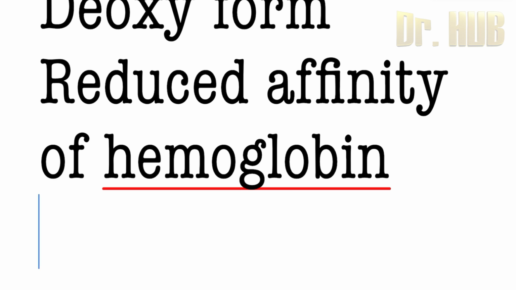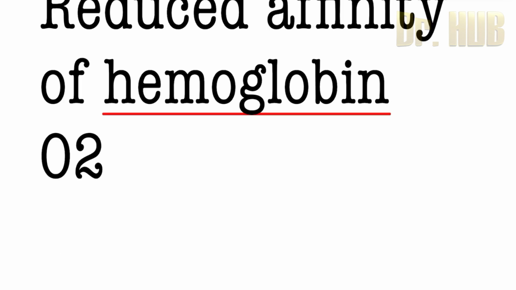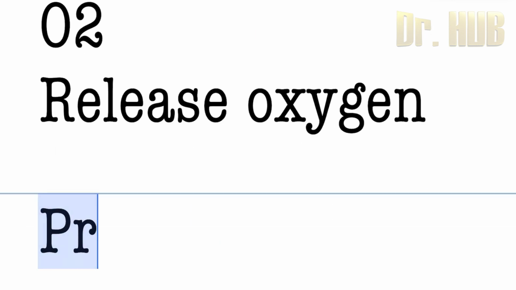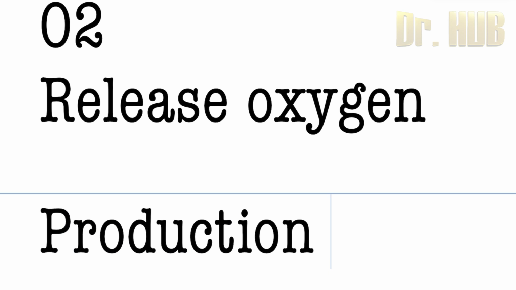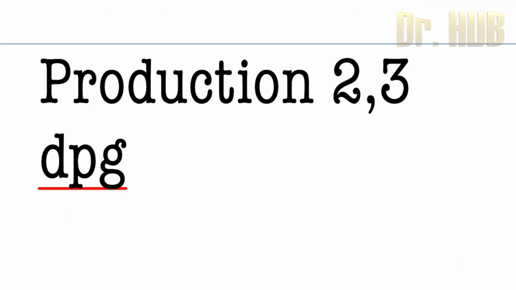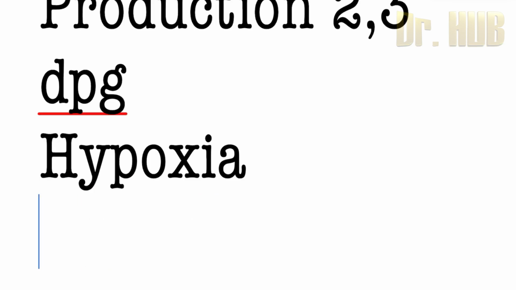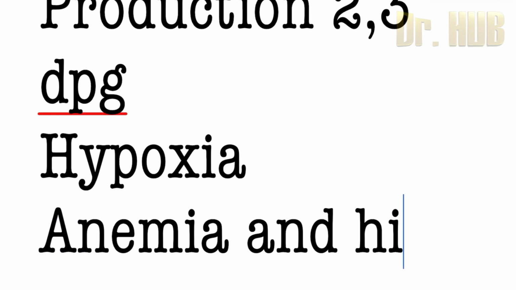for oxygen. So it reduces the affinity of hemoglobin for oxygen, and it causes the release of oxygen as well as the production of 2,3-DPG. This production of 2,3-DPG is stimulated by hypoxia, an example being anemia and also high altitude.